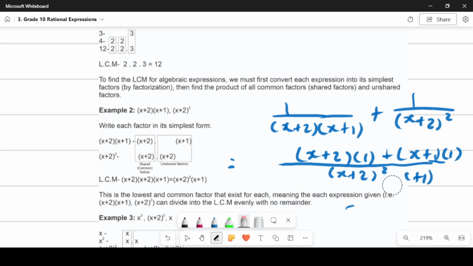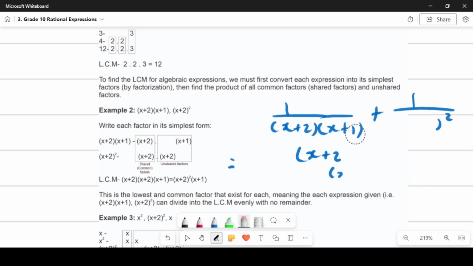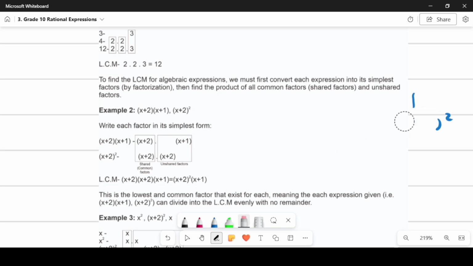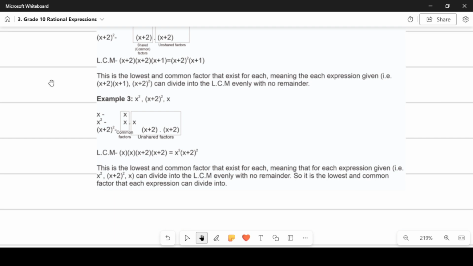So it's very simple ideas. It's all the ideas that we learned from fractions, but we're just applying it to algebraic expressions. And let's look at a bit more. Another tricky example here. We have x squared and x plus 2 squared. So x can only be broken down into x. x squared, as we said under the LCM and HCF videos, can be broken down into x and x.